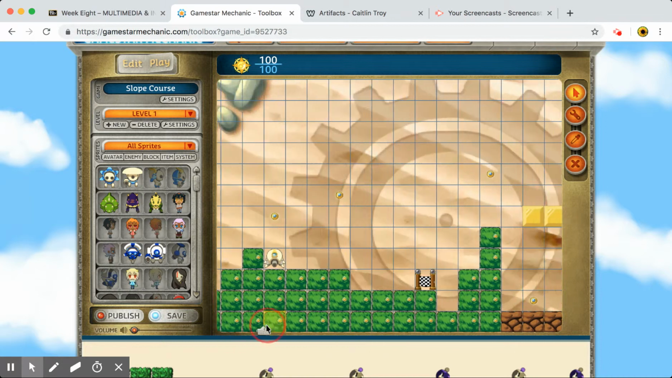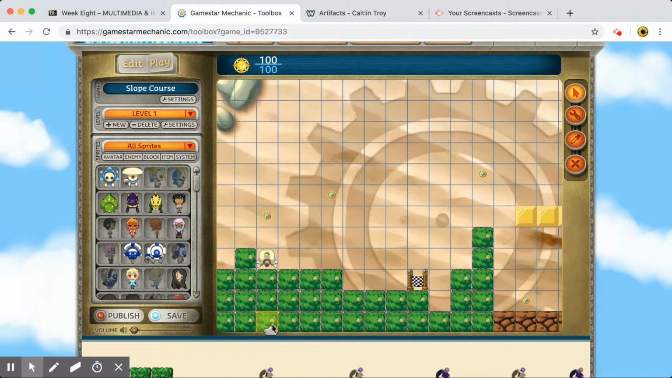I would also require students to have a negative slope. So maybe here I would see down 1 over 1, 2, 3, 4, down 1 over 1, 2, 3, 4. There's a slope of negative 1/4.